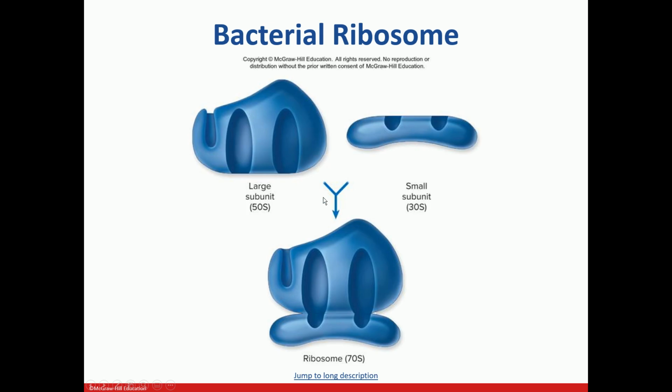So in the bacterial ribosome, this is the large subunit. Its size is 50S. This is the small subunit. Its size is 30S. This is the way they assemble. This is the small subunit. This is the large subunit. You can see together the size is 70S.